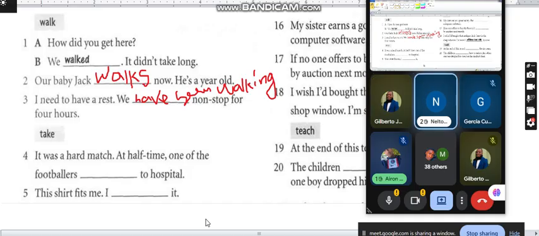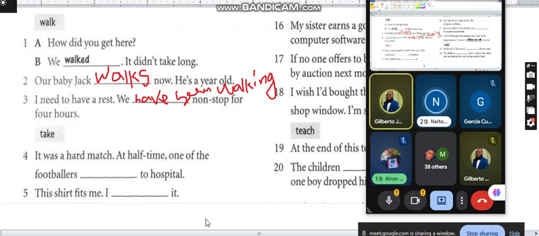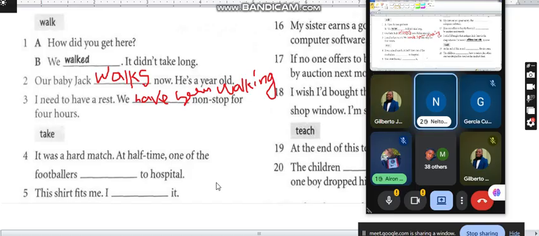Our subject is singular. Okay, so if our subject is singular here, our verb form should be was. The verb should also be singular. If our subject is singular, should our verb form be plural or singular? Singular.